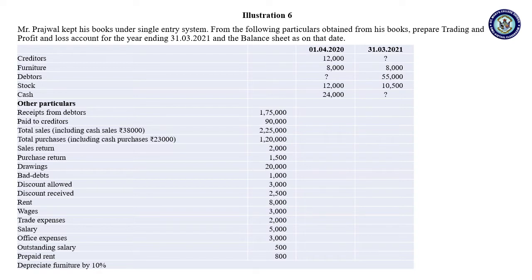Receipt means you are receiving cash from the debtor, so cash comes in, and the debtor is the giver. The journal entry will be cash account debit to debtors account.